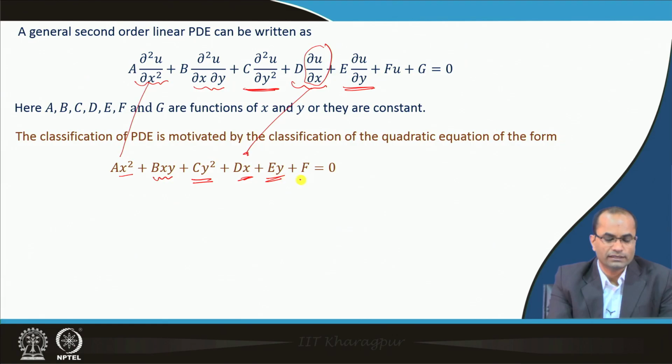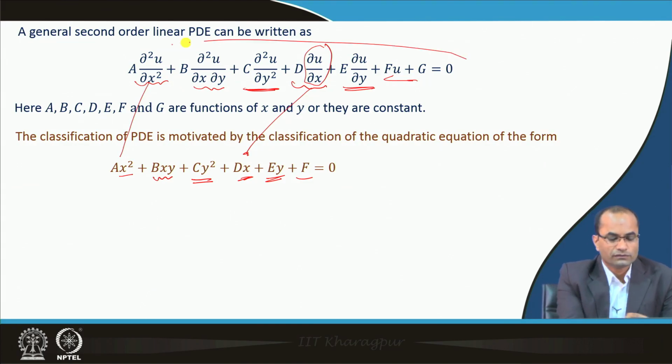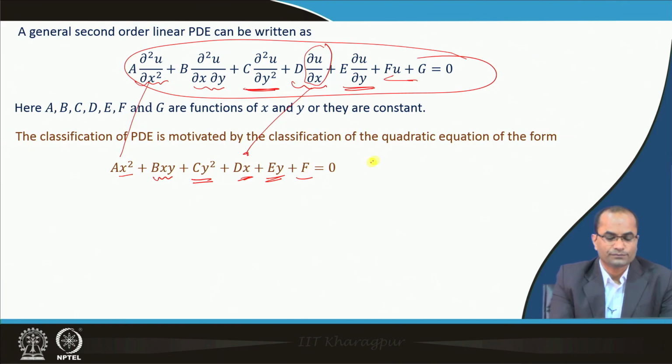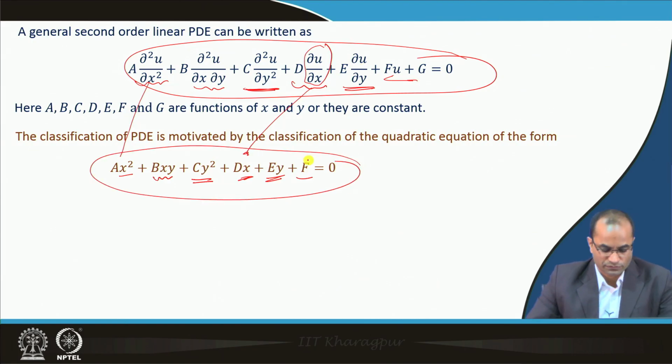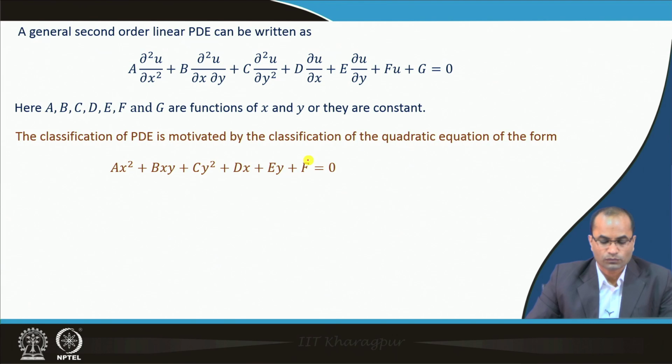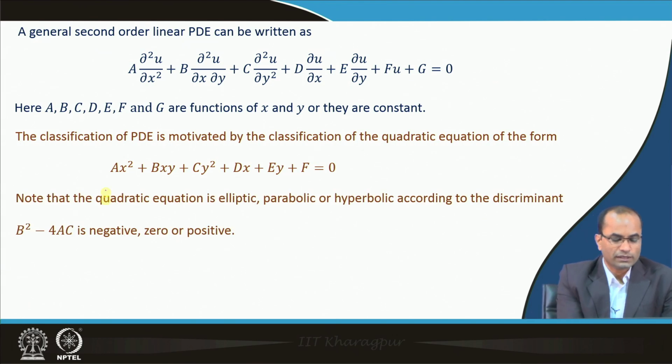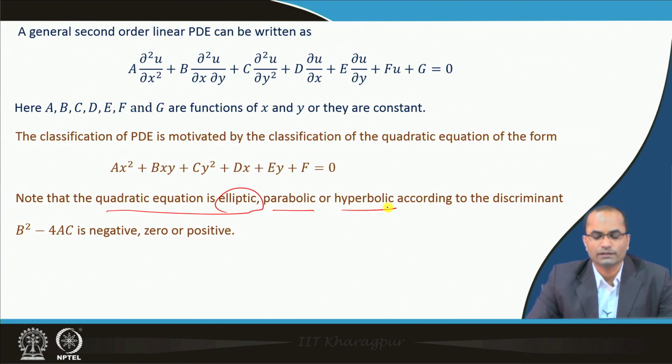So, with y, and then we have some constant here, which is f equal to 0. The classification of this PDE is based on the classification of this quadratic equation, because we know that a quadratic equation is elliptic, parabolic or hyperbolic according to this discriminant, which is b square minus 4ac.